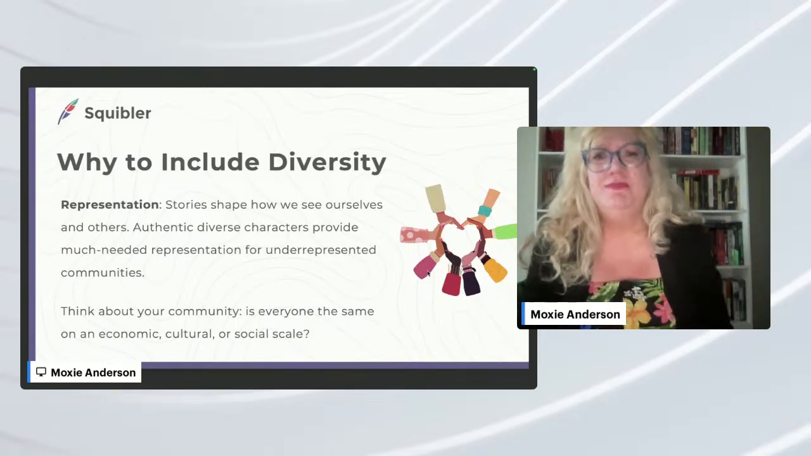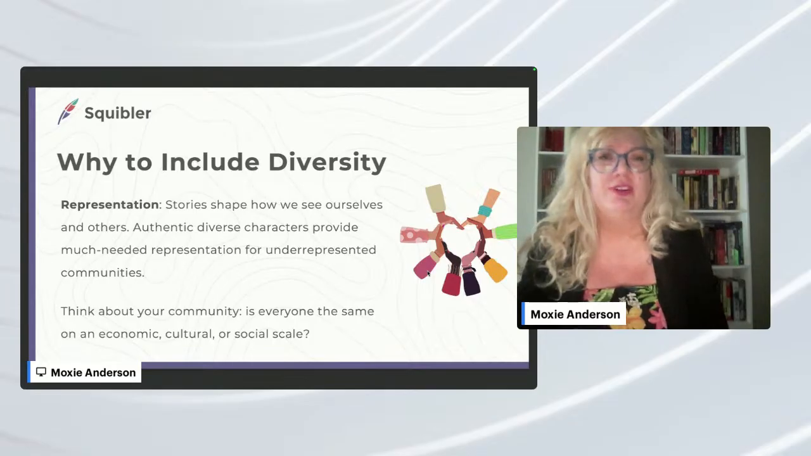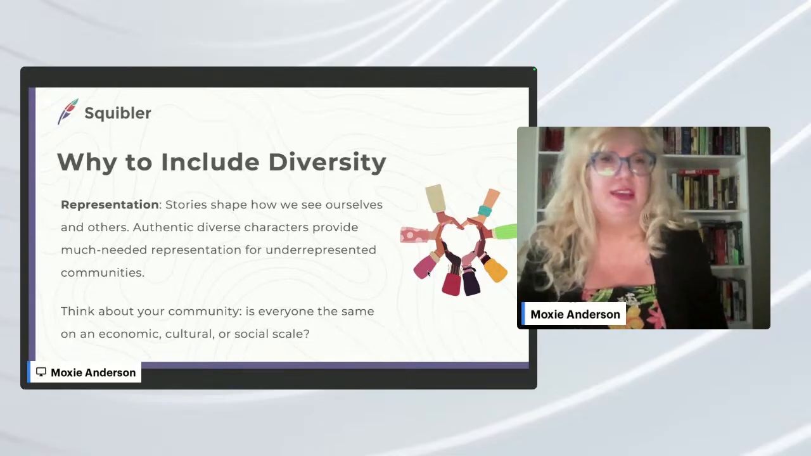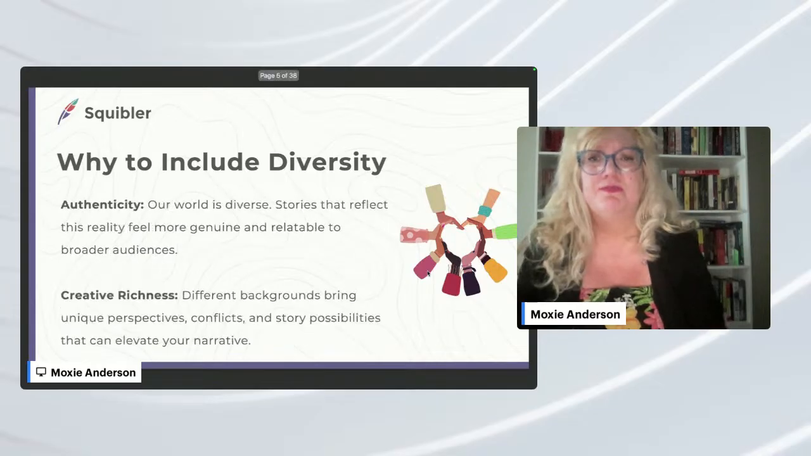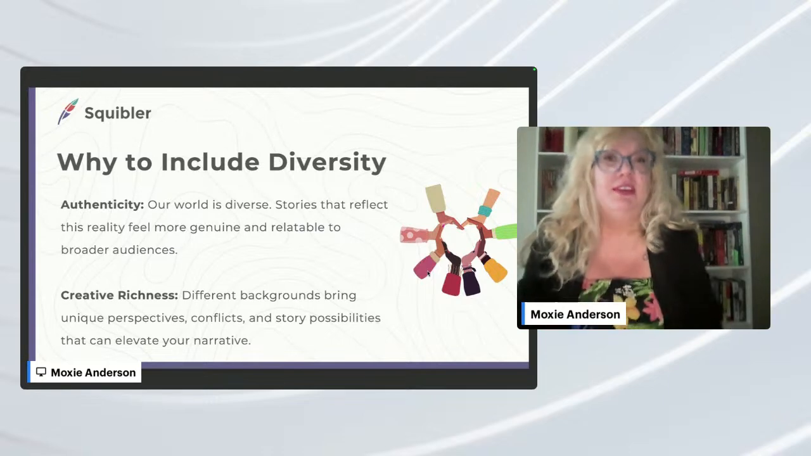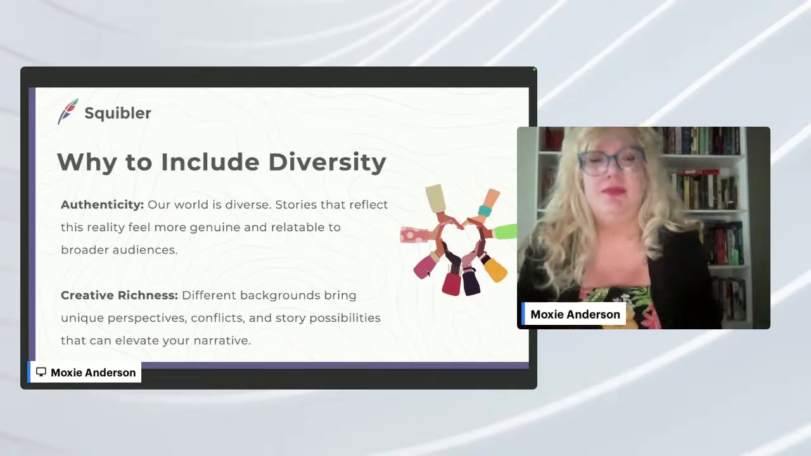Another reason is representation. Stories shape how we see ourselves and others. So we do want to include authentic and diverse characters to provide much needed representation for underrepresented communities. And think about your community around you. Is everyone the same on an economic, a cultural, a social scale? Probably not. So what you'll be doing is reflecting what you see in everyday life. Our world is diverse. Stories that reflect this reality feel more genuine and relatable to broader audiences. Different backgrounds also bring unique perspectives and conflicts and story possibilities that can elevate your narrative in ways you maybe hadn't considered.